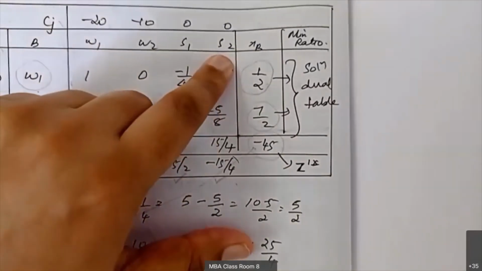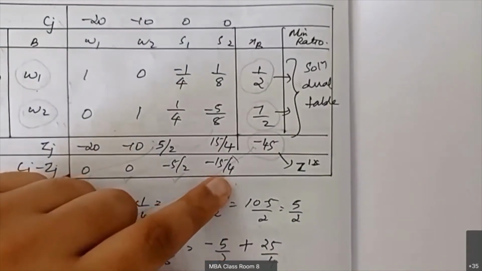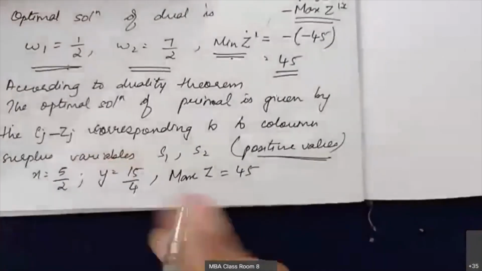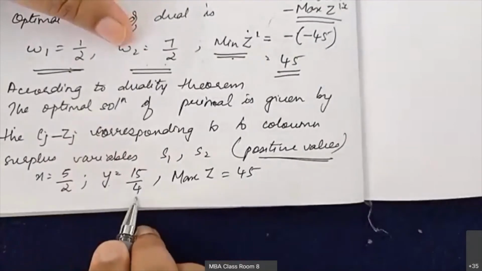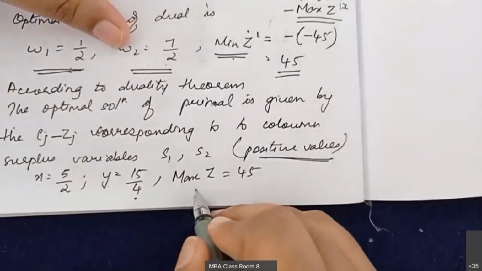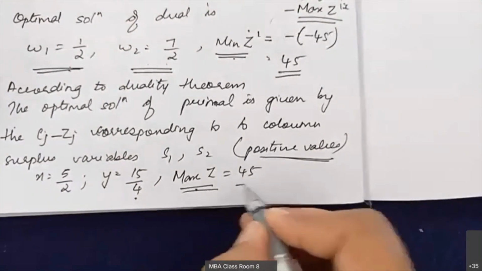Similarly, this is S2, so we have the corresponding variable Y1. What is the value? 15 by 4. Take only the positive value. So here we have x is equal to 5 by 2 and y is equal to 15 by 4. And what is the value of the maximization Z? Maximization Z is our question. Maximization Z is 45.